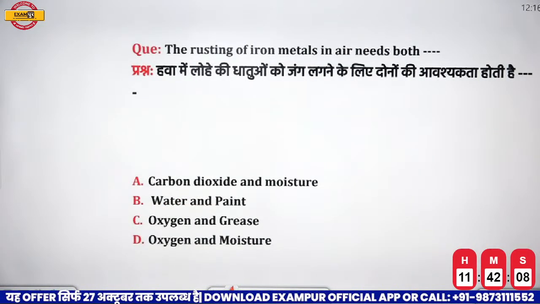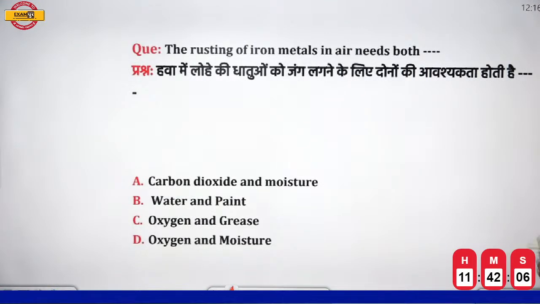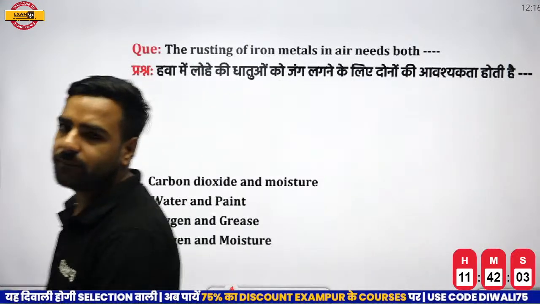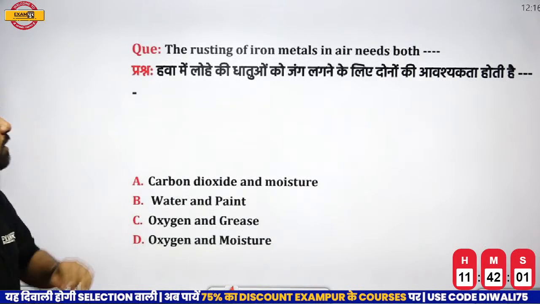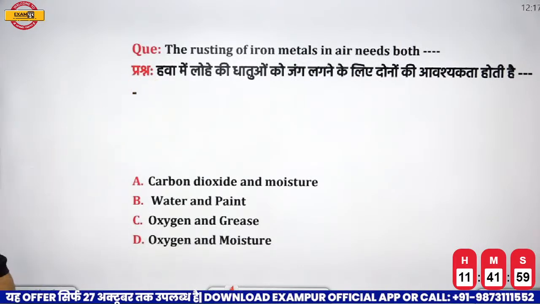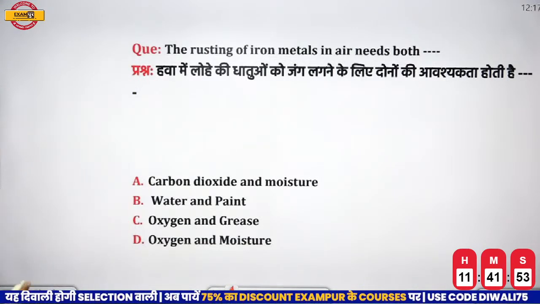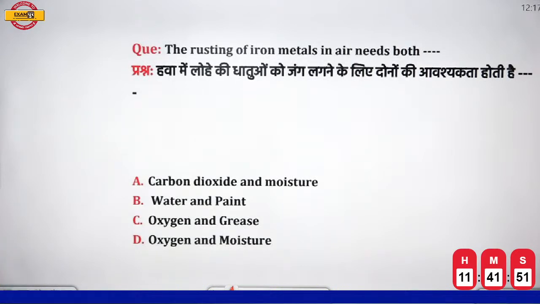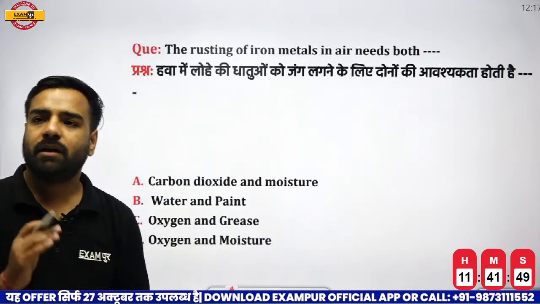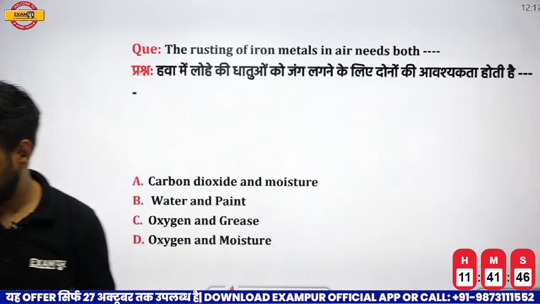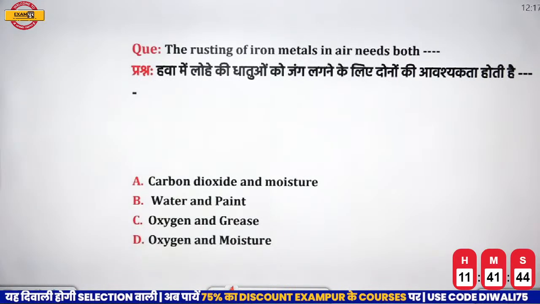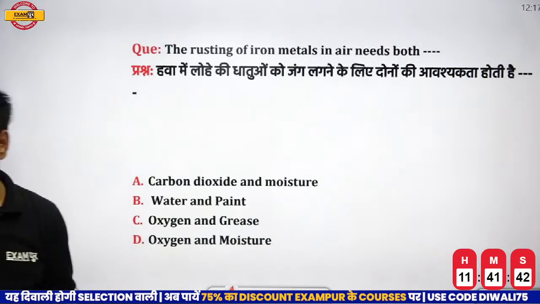Next. The rusting of iron metals in air needs both. What are the conditions which are required for rusting? Can you answer this? The rusting of iron metals in the air needs both. What is that? Is it CO2 and moisture? Is it water and paint? Oxygen and grease? Oxygen and moisture? What is the correct answer? It is a simple one, right? So answer please. And everyone who is there in the session, kindly like it and share it.